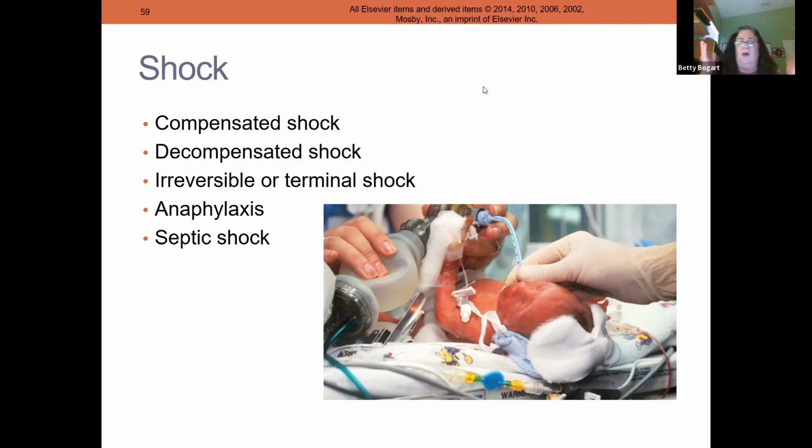Adults, children, it doesn't matter whether it's compensated, uncompensated, anaphylactic, septic shock. You have to treat it, and you treat it with vasopressors, fluids, whatever you need to maintain the body with the normal vital signs for that child.